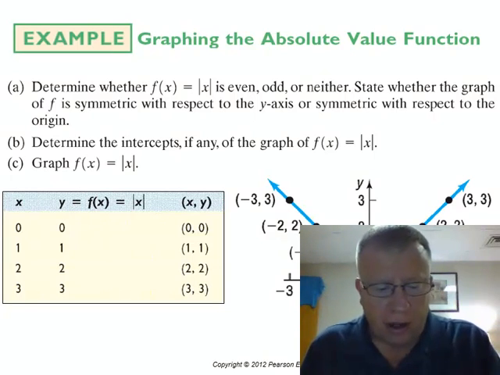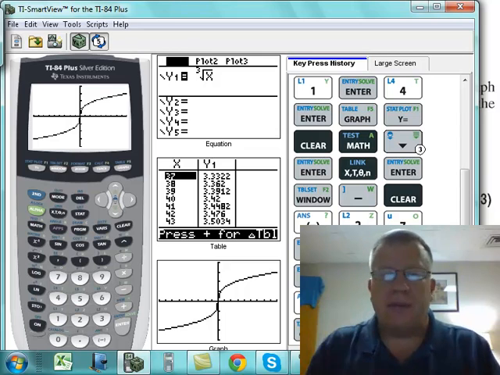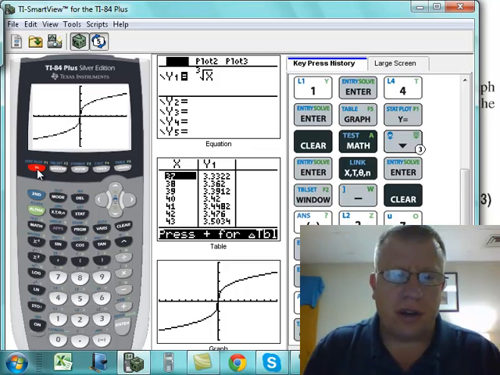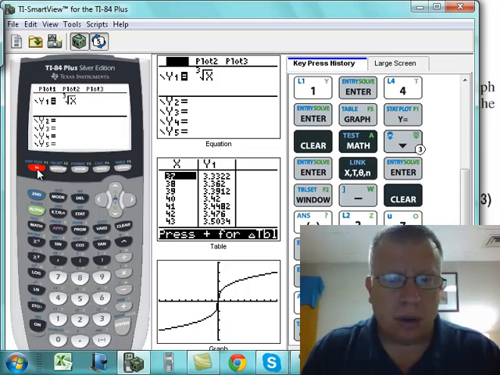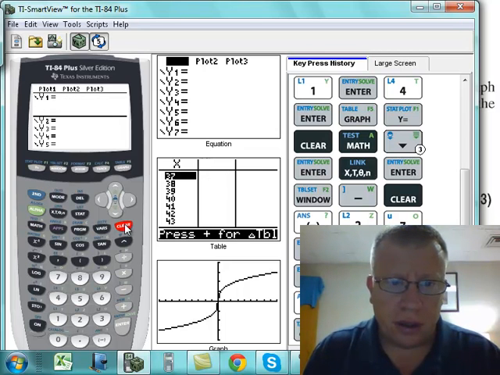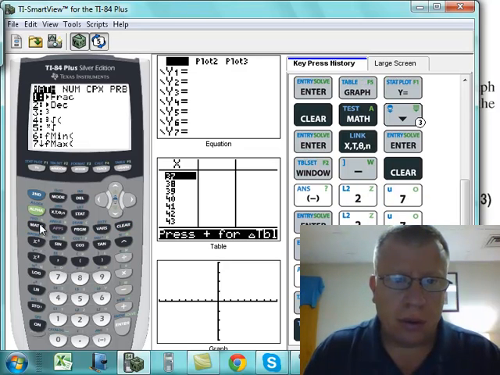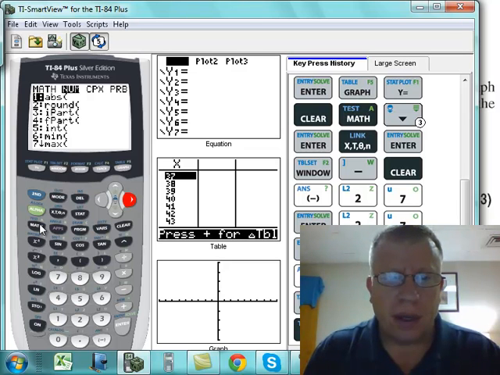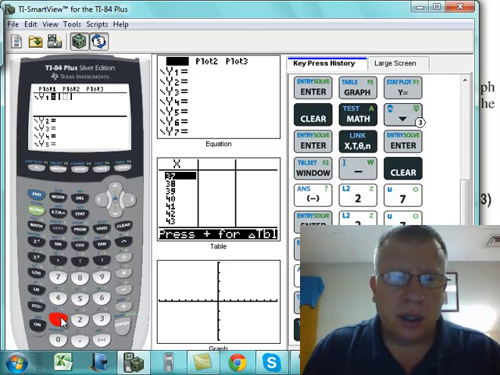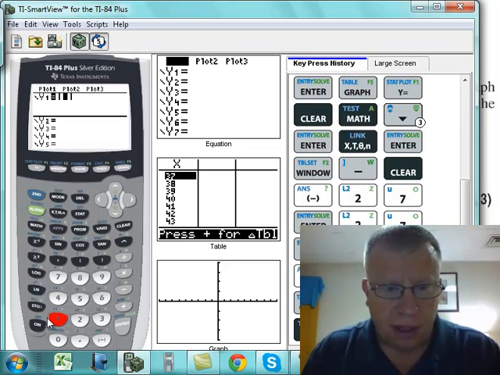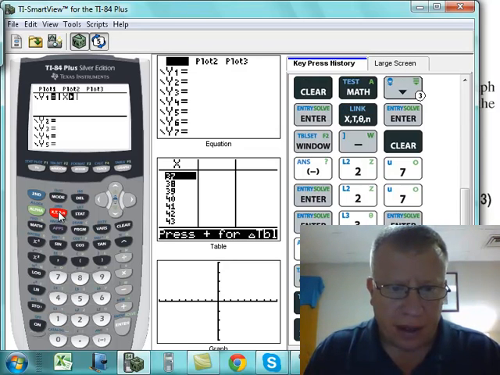Let me show you on the graphing calculator how to graph the absolute value function. Go into your equation editor. Let's go ahead and clear this out. And then go into your math menu and right arrow over to the number submenu and select the first option where it says ABS open parenthesis. That means absolute value of. And just input x right there. Enter.